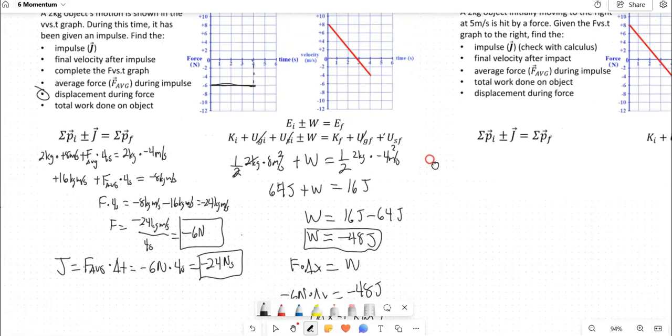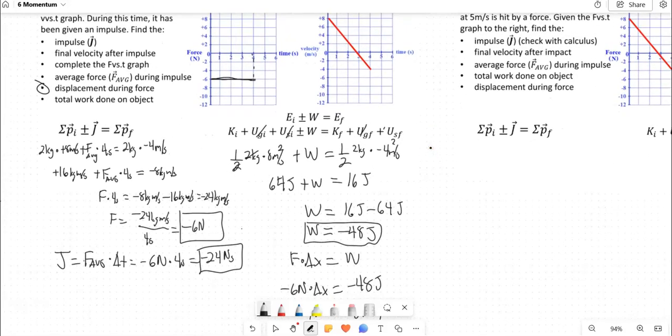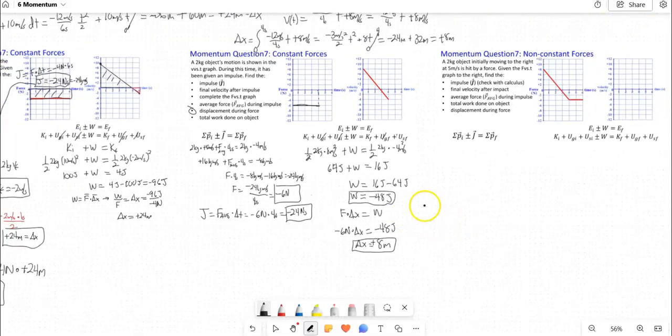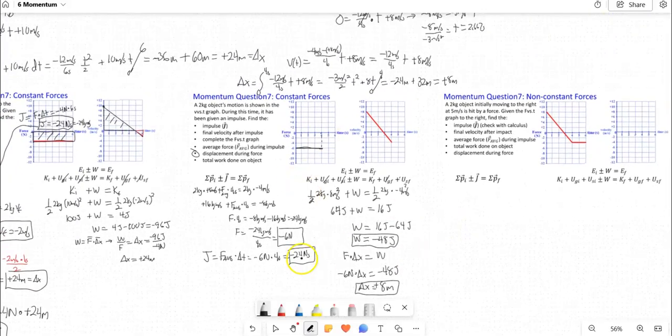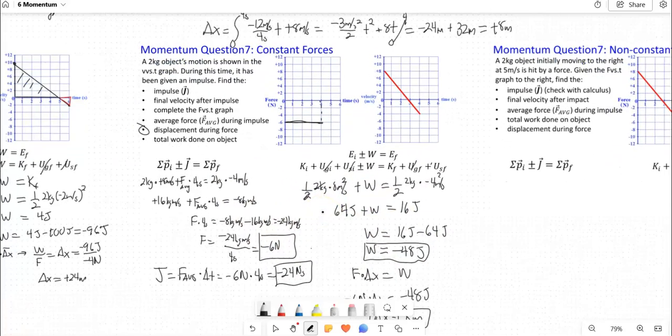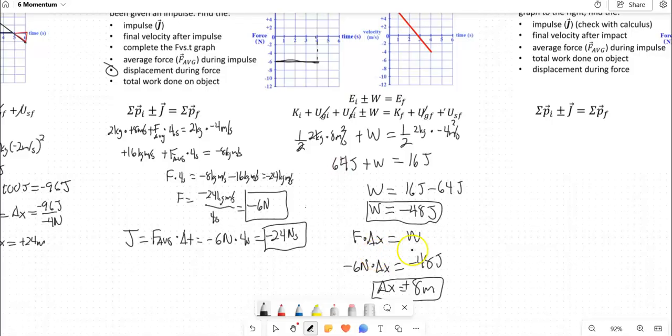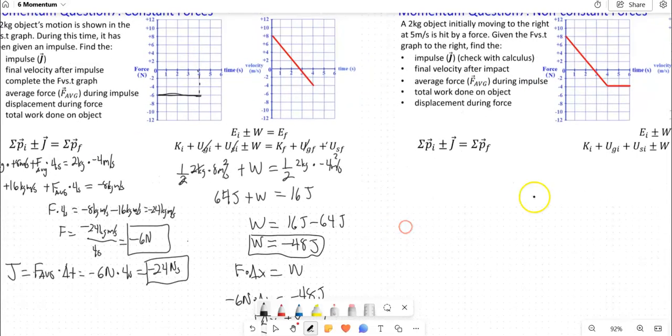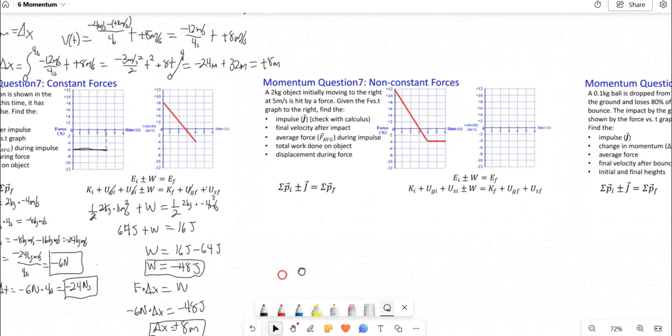So a lot of different ways you could do these problems. Again, if you're a 121 student, you just have more tools available to you. But if you're a 111 student, I would have done this problem this way, just using work to find displacement. Okay? Okay, let's do another problem.